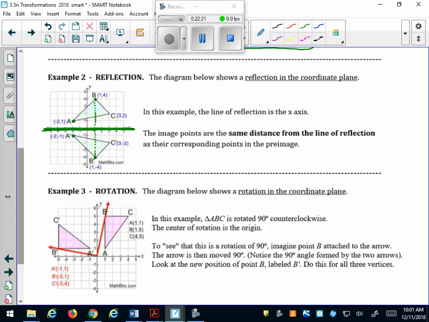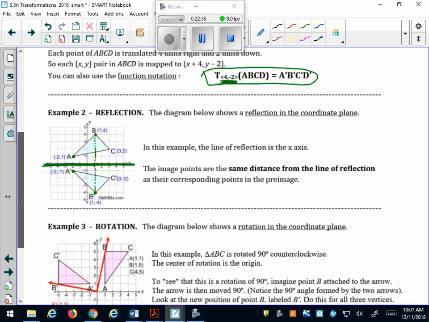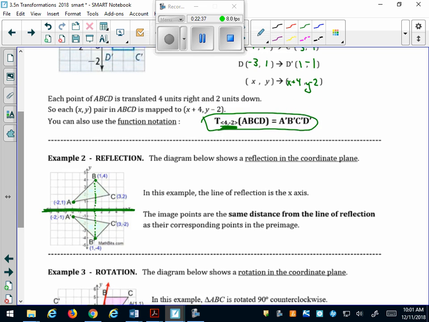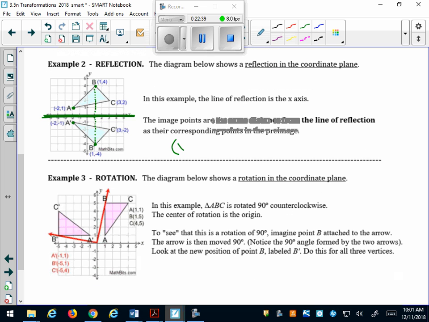So what happens to these coordinates? Point B, for example, is 1, 4. B prime is 1, negative 4. So if I were going to write a rule like we did up here with xy, xy maps to what?